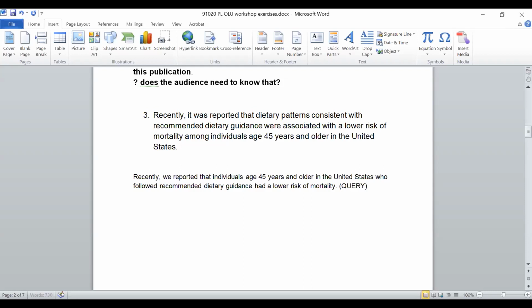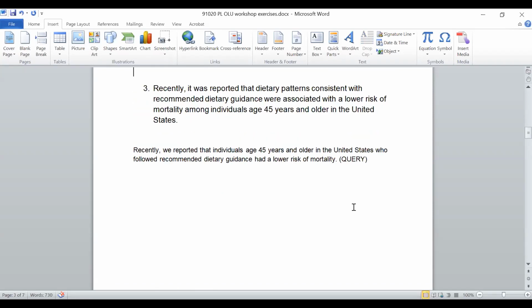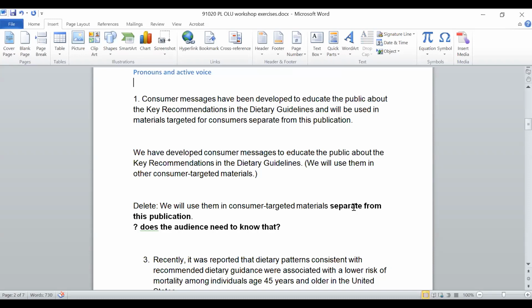This is one of those things that I would query because I'm not positive about this. But I think that what threw me off first was "it was reported." That's something where we need context. And what's the difference between dietary patterns and dietary guidance? So that's unsatisfactory. Were there any questions on these? Either of these?